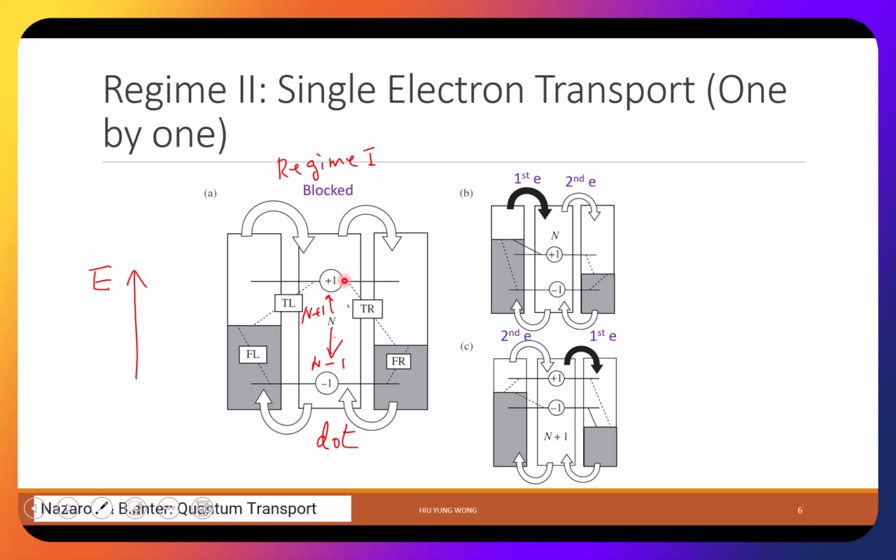And you say, can it go here and then immediately on? Then it's something called a virtual state. It's possible, but the chance is very small. First, you need to stay here, and then you need to tunnel again. From a classical point of view, you even cannot come here in the first place. Then how can you come here? Okay, so this is a Coulomb blockade regime.